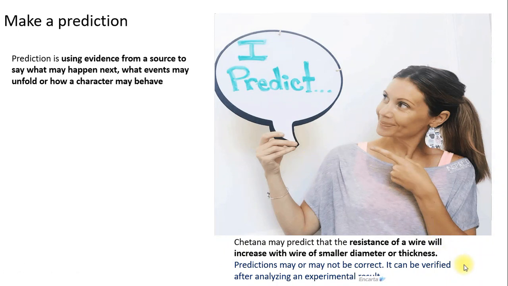Make a prediction. Prediction is the second stage in science investigation process. A prediction is using evidence from a source to see what may happen next. Chitana may predict that the resistance of a wire will increase with wire of smaller diameter or thickness. That's just a prediction. The prediction may or may not be correct.